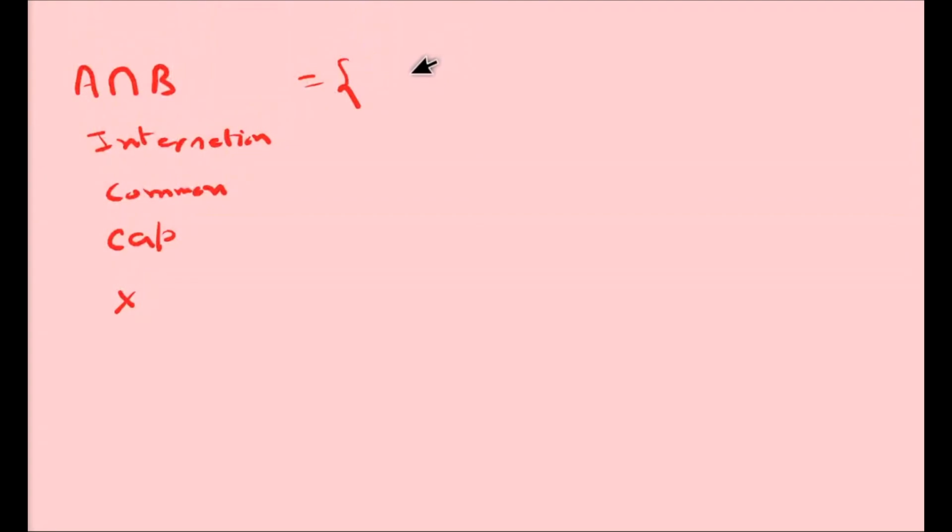A intersection B. It means intersection, or we can say common, or we can say cap, or we can say product. Now what are the common members in the previous example? You can see 1, 2, 3 intersection 2, 3, 4. The common members are 2 and 3. So we can write the answer here: 2, 3.